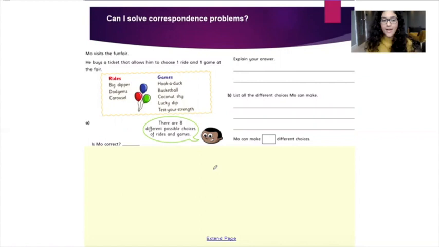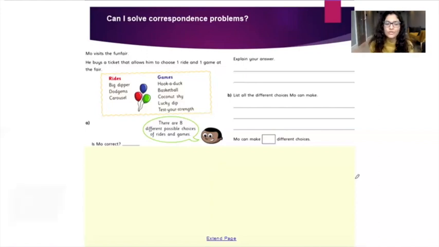Mo visits the fun fair. He buys a ticket that allows him to choose 1 ride and 1 game at the fair. So part A, is Mo correct? He says that there are 8 different possible choices of rides and games. Then you have to explain your answer. B, list all the different choices Mo can make. And then you just write in the box how many choices he can make. So pause this video now, have a go. When you unpause, we will go through the answer together.